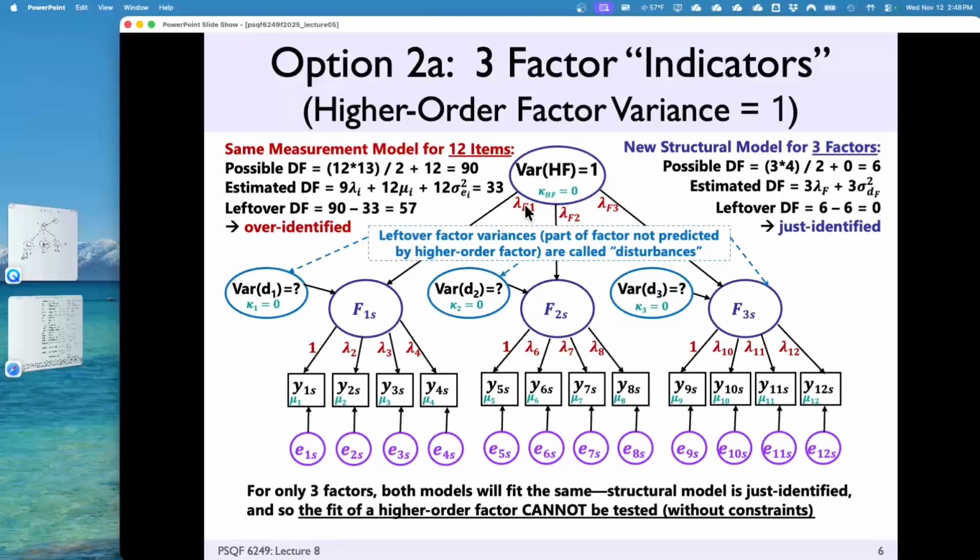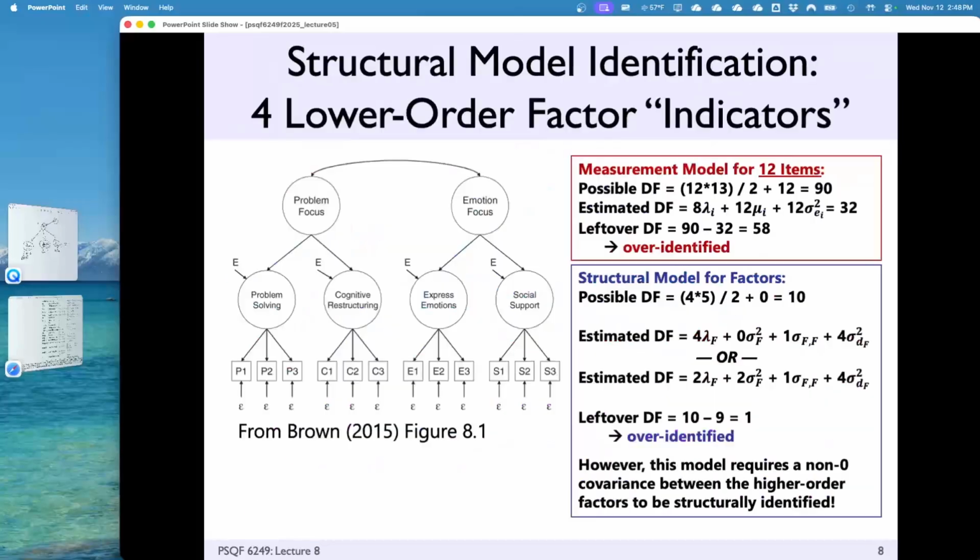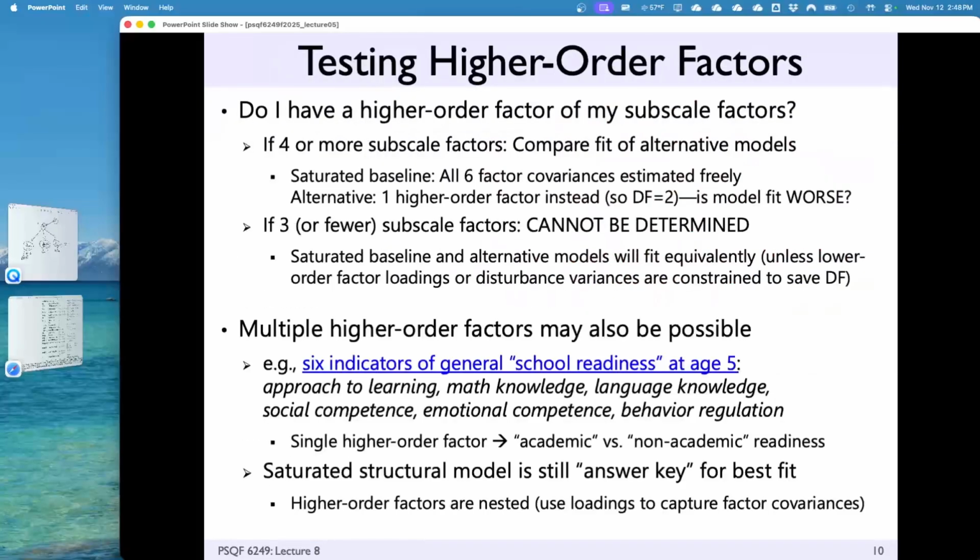So I've been in many situations where people will use a higher order factor in this case, even though they can't test whether it's there, because it's synonymous with a model that's not. It's just an easier way of describing it. Okay. You may still have multiple higher order factors. So it's possible, although it's much harder to do, to fit a higher order model.